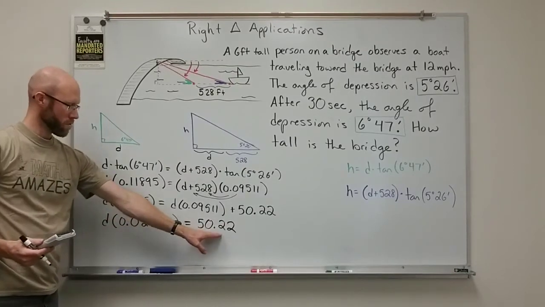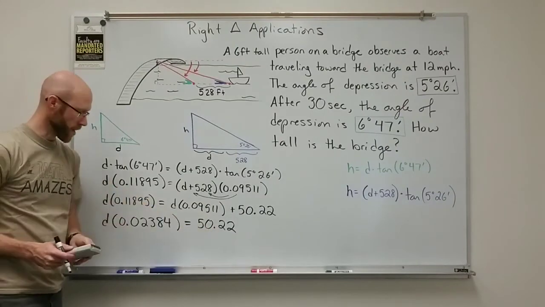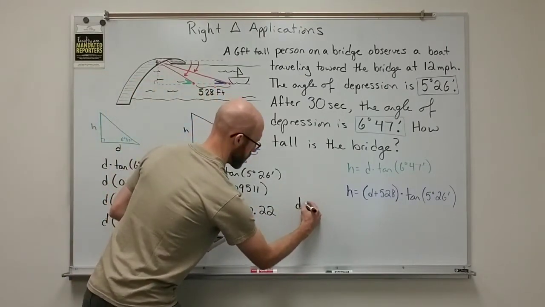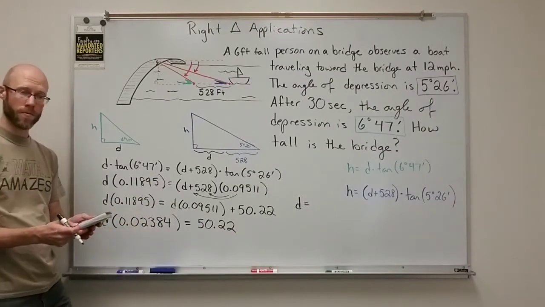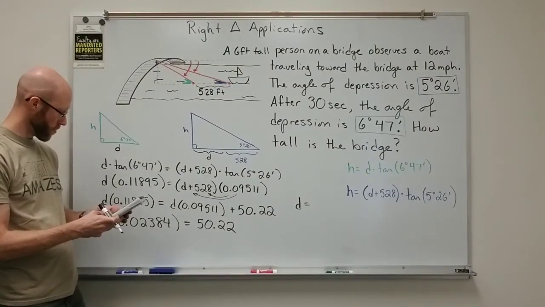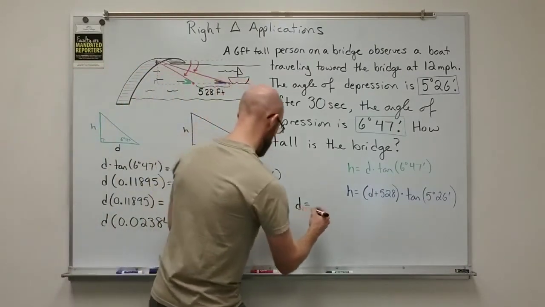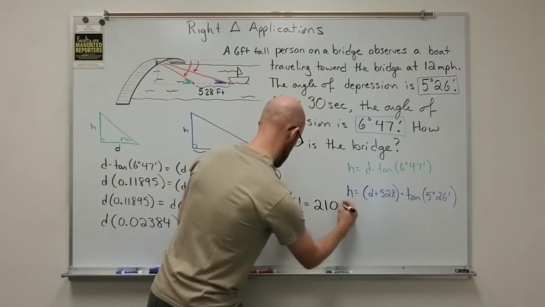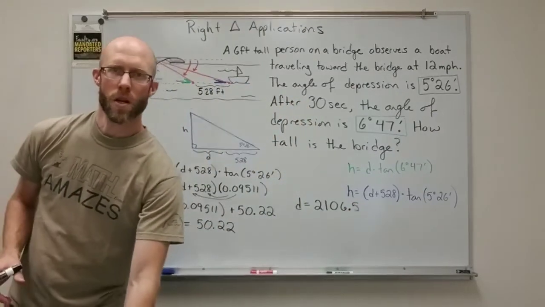Well, of course, I've got D times a number equals a number. I divide by this decimal on each side. And so my final D value here is going to be 50.22 divided by this decimal. So I'm going to type that in, 50.22 divided by 0.02384. And I get a D value of 2,106.5. All right, so 2,106.5.